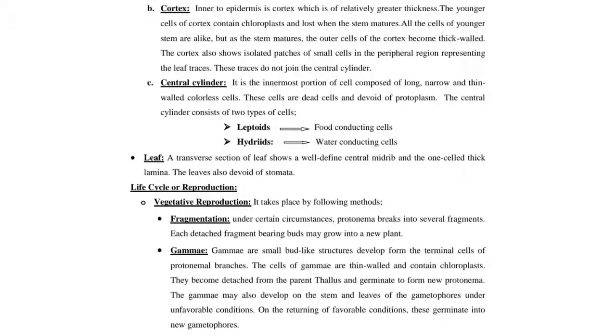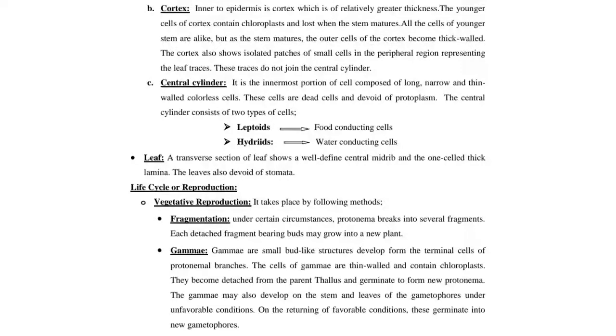C. Central cylinder. It is the innermost portion, composed of long, narrow and thin-walled colorless cells. These cells are dead and devoid of protoplasm. The central cylinder consists of two types of cells: leptoids, food-conducting cells, and hydroids, water-conducting cells. Leaf. A transverse section of the leaf shows a well-defined central midrib and a one-cell thick lamina. The leaves are also devoid of stomata.